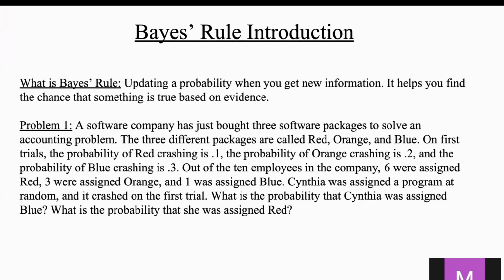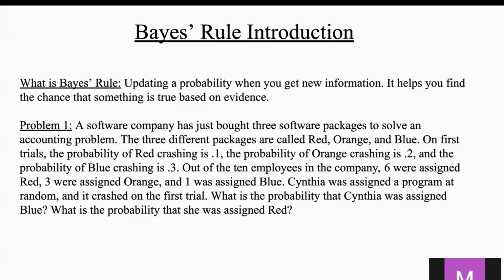We chose problem one, which is a software company has just bought three software packages to solve an accounting problem. The three different packages are called red, orange, and blue. On first trials, the probability of red crashing is 0.1, the probability of orange crashing is 0.2, and the probability of blue crashing is 0.3.